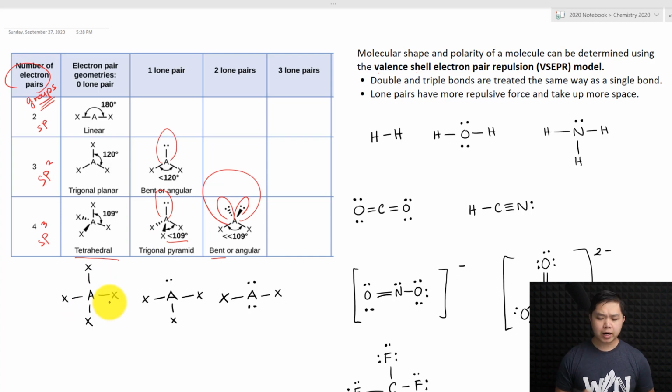So let's do some practice problems. What is this going to be? Well, this is going to be linear. You can see that it is a line. So we just have to use common sense there, right? Although we don't have a central atom, it looks like a line. Well, in this case, what's the next one going to be?